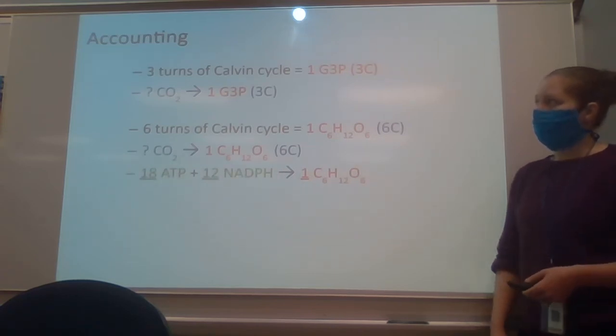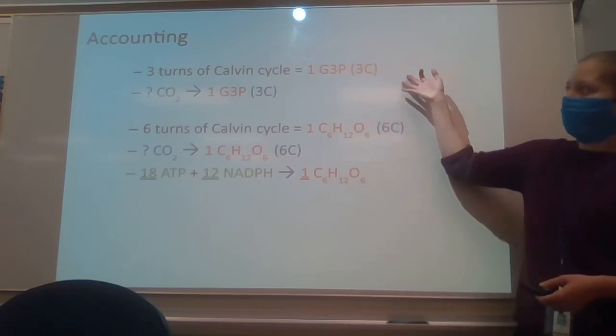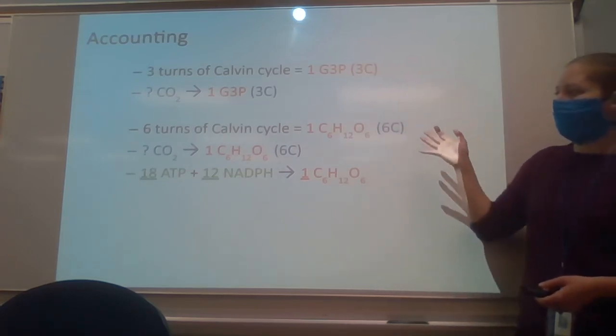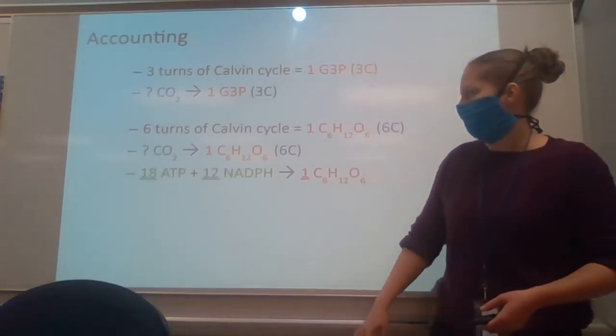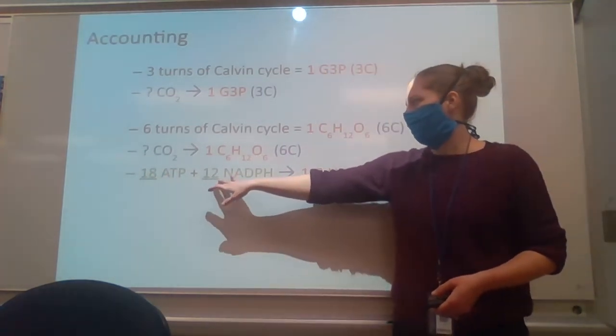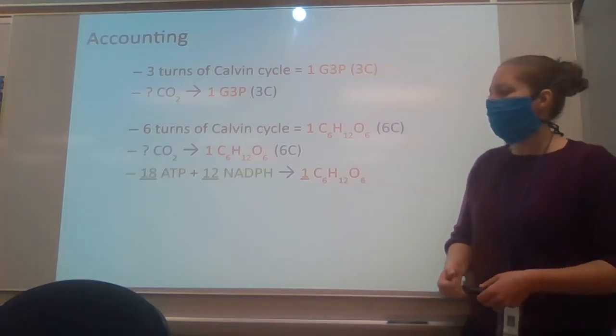And so in total, what we were looking at in the last slide was 3 turns, so we have to double that. Instead of 9 ATP, we use 18. Instead of 6 NADPH, we need 12 to make a whole molecule of glucose.